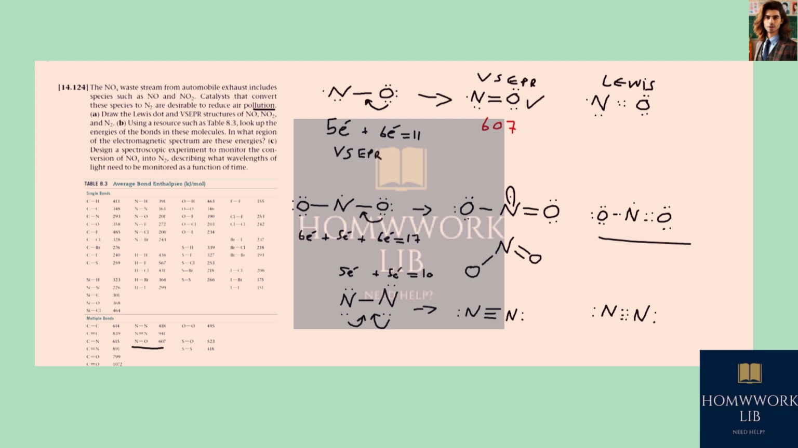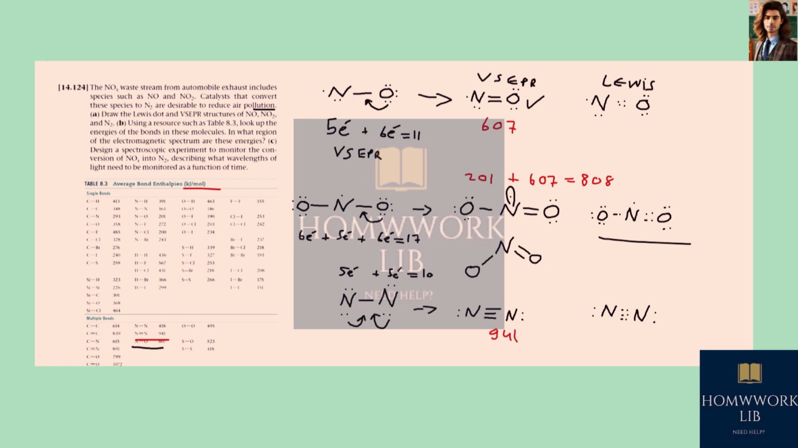What about this guy? One single bond N–O and one double bond N=O. So this is going to be 607 plus NO 201. So this is going to be 808. And these are in kilojoules per mole. And lastly, N2 is right over here. This is going to be 941.